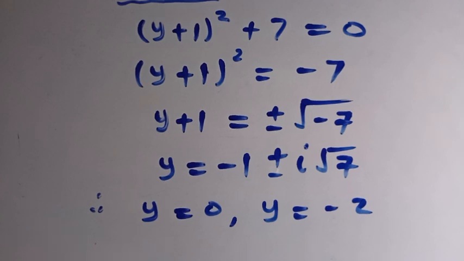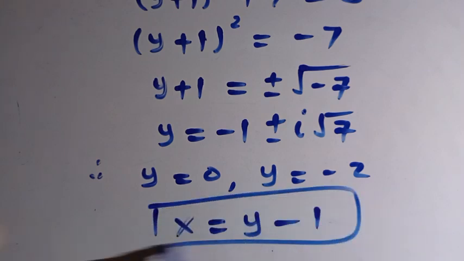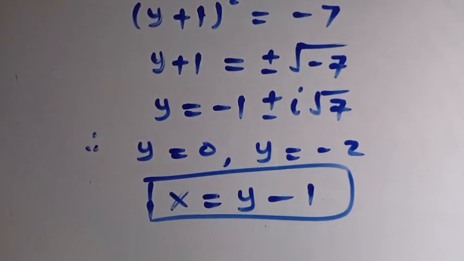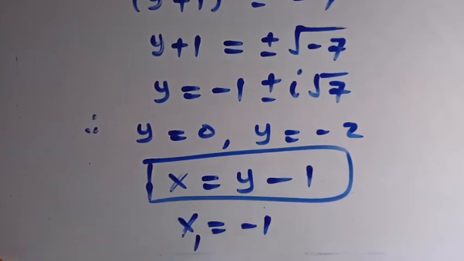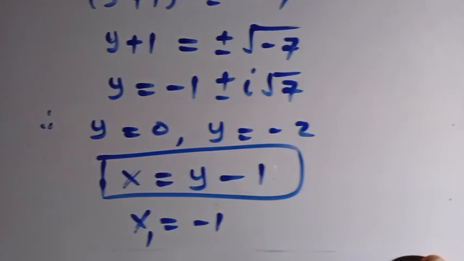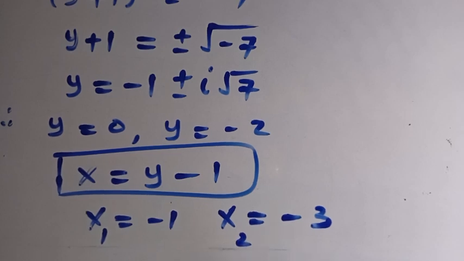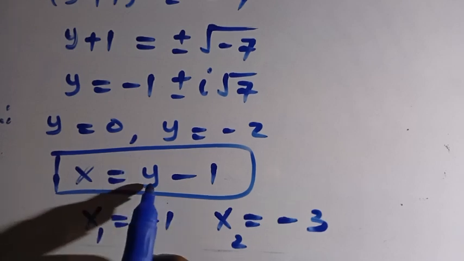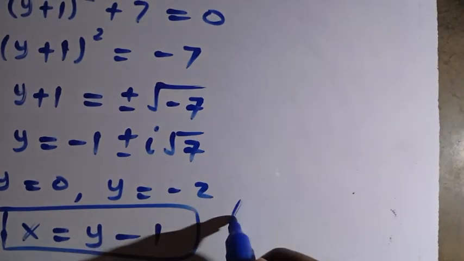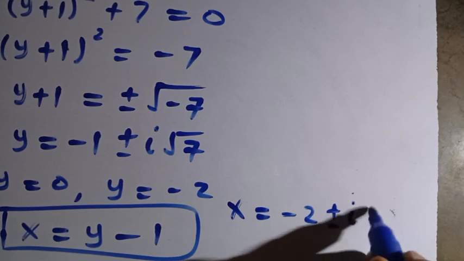But the question here is, we are asked to find the value of x, not the value of y. Then we recall where we let x equals y minus 1. If you recall this from the beginning, we let x equals y minus 1. Now let's find the solution of x when y equals 0. At y equals 0, we have x equals minus 1. So this is solution 1. Then for the second solution, if y equals minus 2, definitely we have x equals minus 3. We call this one x2. And for the last one, when y equals minus 1 plus or minus i root 7, we substitute it in this x, and we have x equals minus 2 plus or minus i root 7.